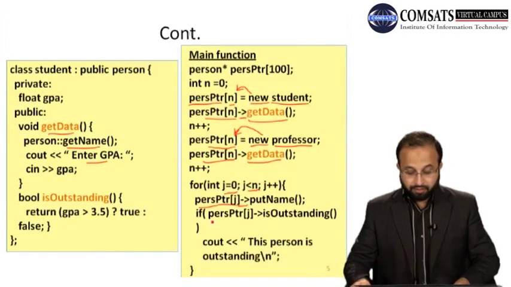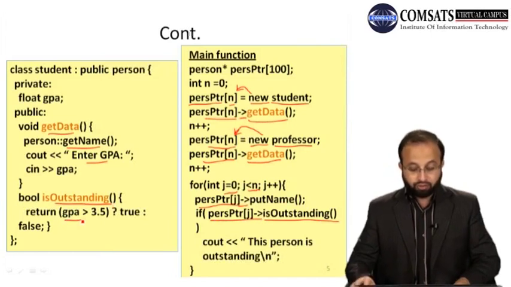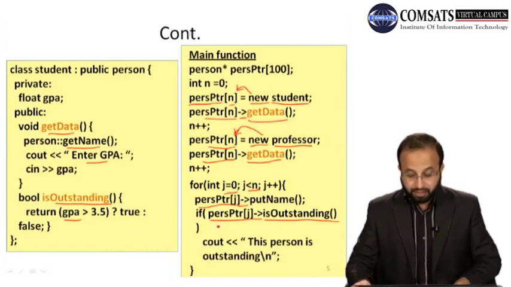And then it will check with the same object. It will call the function is outstanding. Now this function will be called, जब फंक्शन कॉल होगा तो ये GP की वैल्यू चेक करेगा उस ऑब्जेक्ट की. कौन सा ऑब्जेक्ट की? जिसका एड्रेस PRS के 0th इंडेक्स पे है. अभी J की वैल्यू 0 है, ठीक है. उसके GP को चेक करेगा and if the GP is greater than 3.5 it will return true, otherwise it will return false. Okay, and based upon that decision you print the message cout this person is outstanding.